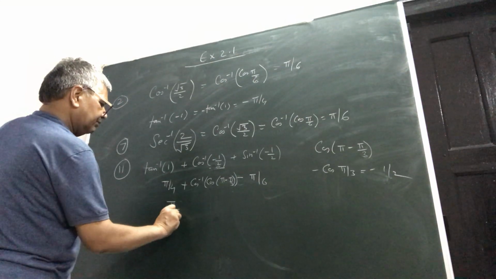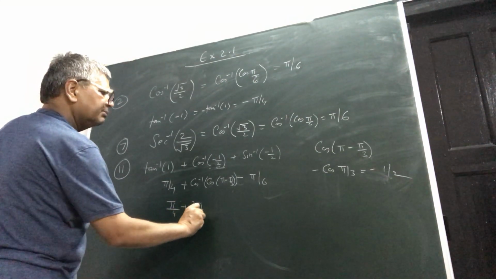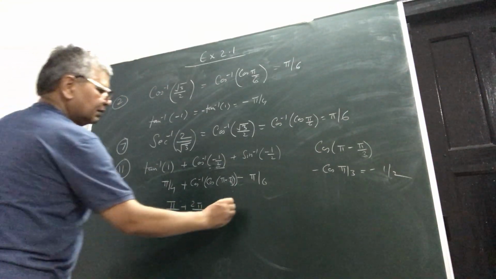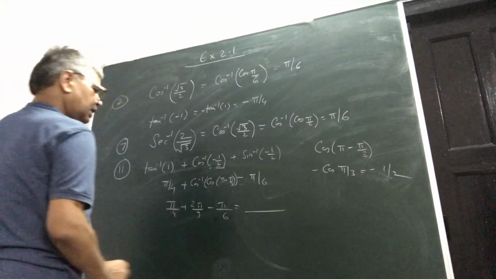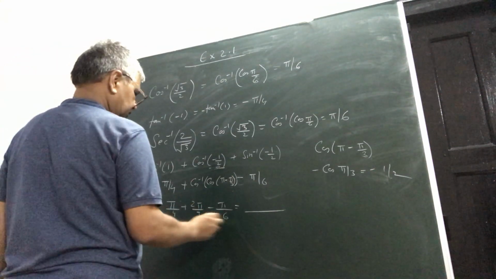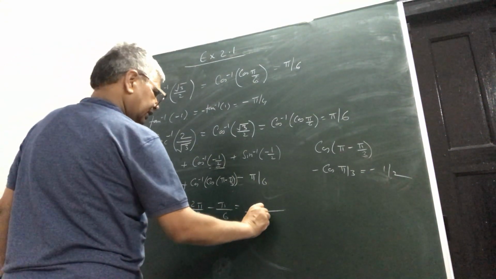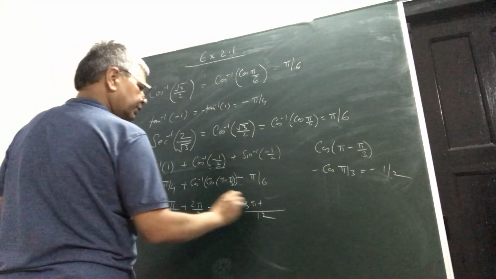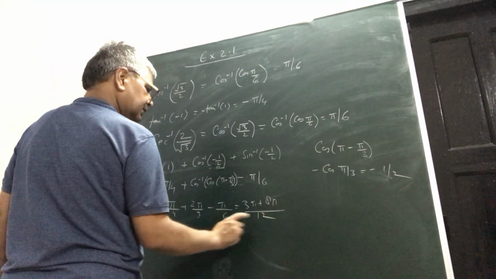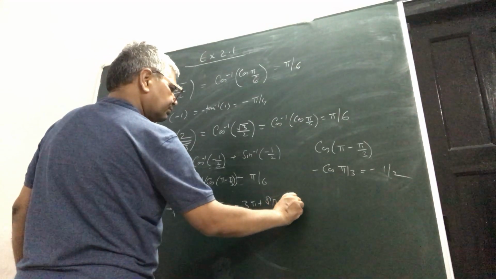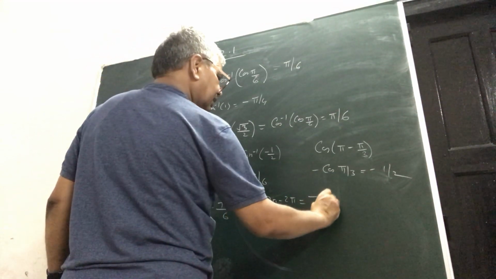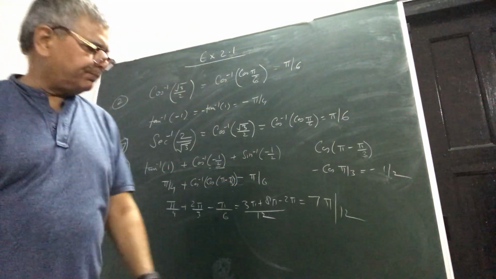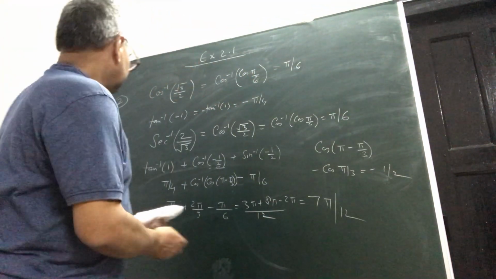So what you will get is pi by 4 plus 2 pi by 3 minus pi by 6, and this you can calculate. What is the LCM? LCM will be 12. So 3 pi plus 8 pi minus 2 pi. It is 9 pi... so the result is 7 pi by 12. That's the answer. So this is how you can do it. It's quite simple. There is hardly anything.